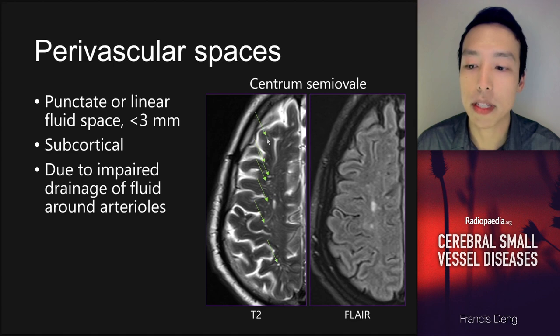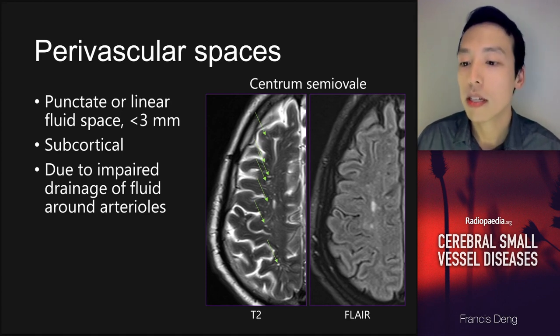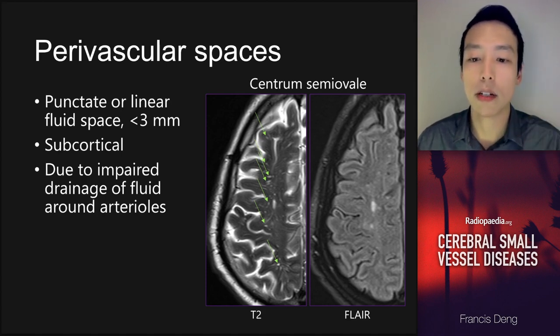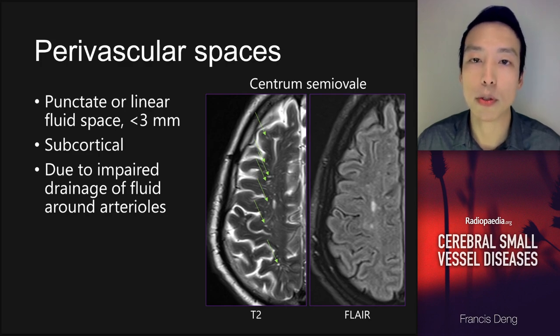Now, you'll notice that the imaging characteristics are that they're T2 hyperintense, and they will not be apparent on FLAIR because the fluid signal will suppress. Now, these are pathologic when they're numerous and dilated, meaning they're visible on MRI. And this is due to impaired drainage of the fluid around arterioles, attributed to some dysfunction of the blood-brain barrier of the small vessels.